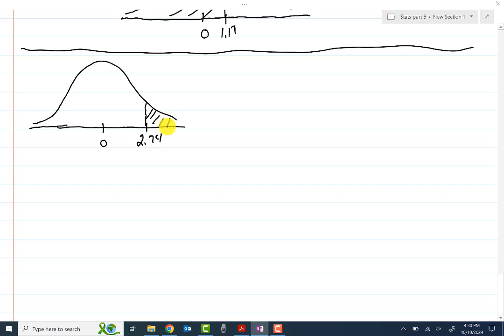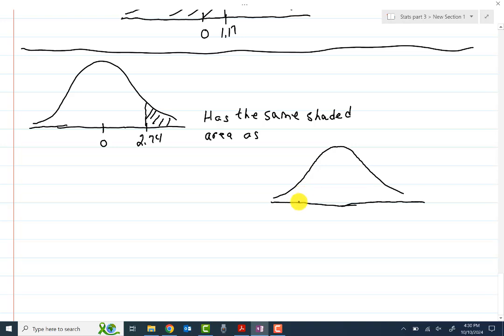Now, if you have a problem like this, it's going off to the right. Remember the symmetry. This thing here has the same area, through the symmetry, as if you go and do the area to the left of negative 2.74. The reason why that's good is because I can use the table.